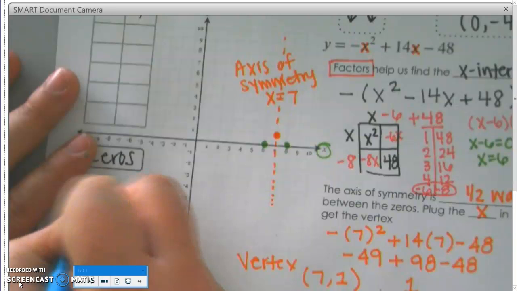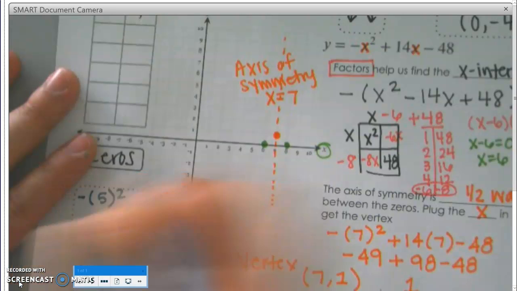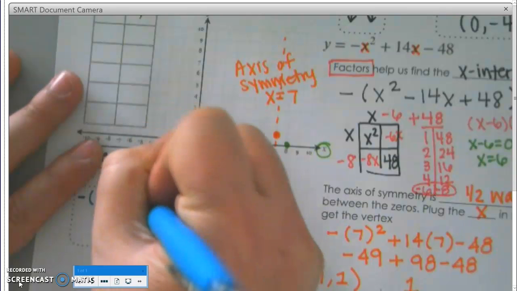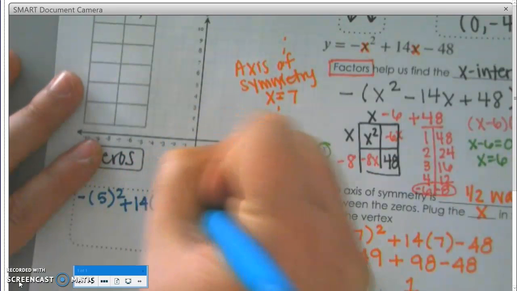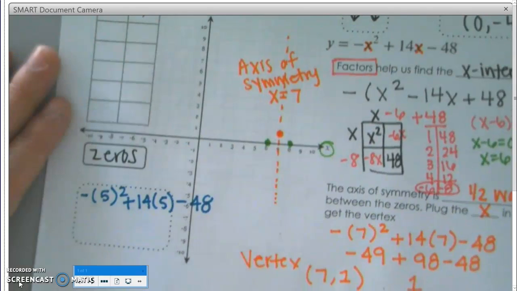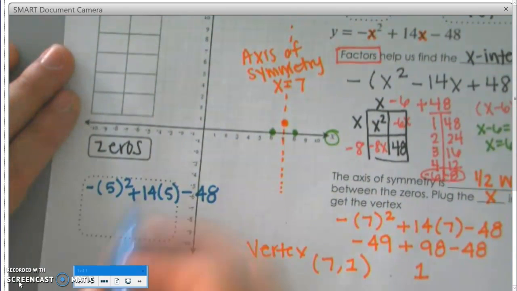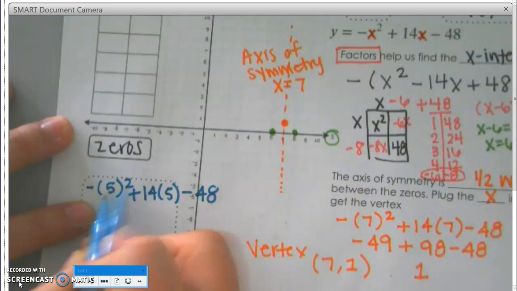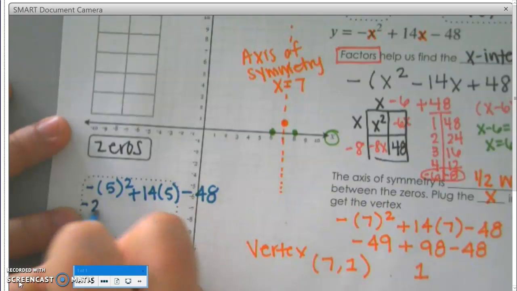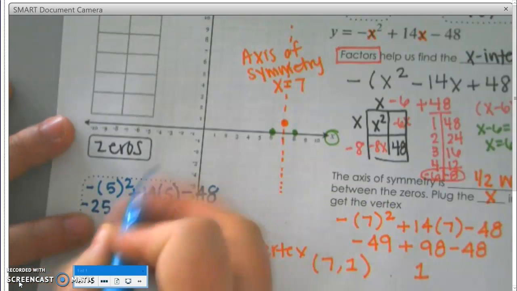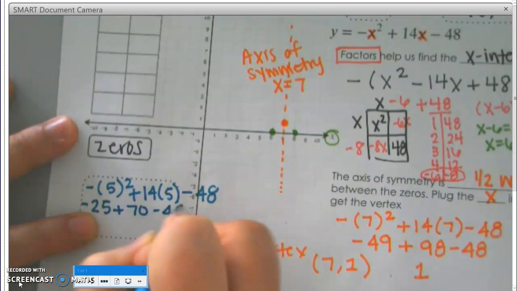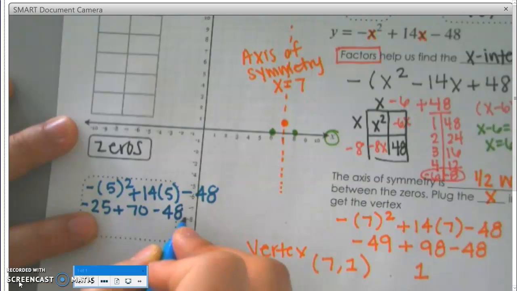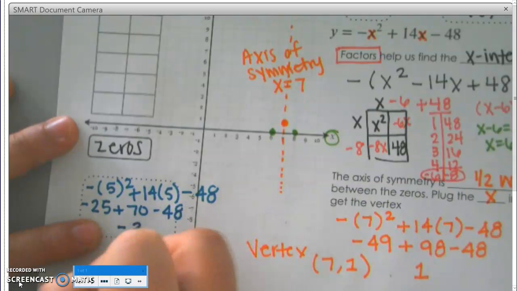So that's going to be negative 5 squared plus 14 times 5. I didn't make this box big enough, but that's okay. Minus 48. 5 times 5 is 25. That's going to make it negative. 14 times 5 is 70. Minus 48. And when I simplify that, I get negative 3.